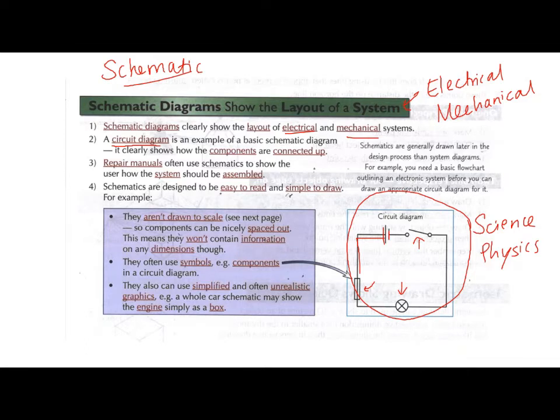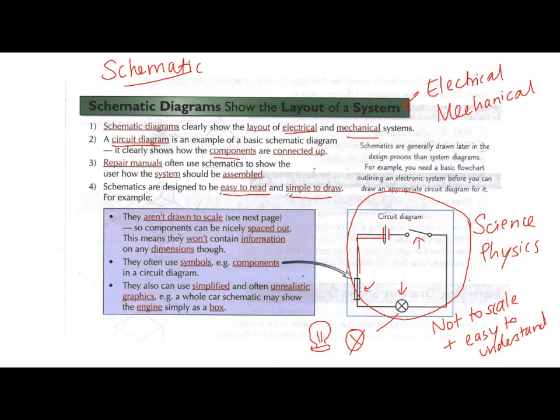So it clearly shows how the components are connected up, and it also makes it quite easy to read and simple to draw, because what you'll notice is quite often these are not drawn to scale. That makes it a big benefit, because it's easy to read and understand, as things can be spread out nicely. They also use symbols, so that's a symbol for a bulb. You don't have to draw a little bulb and make it look all realistic.